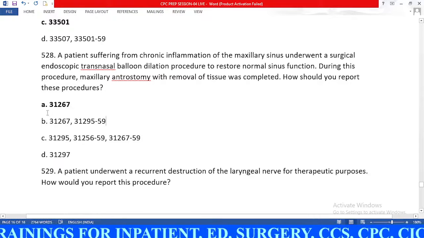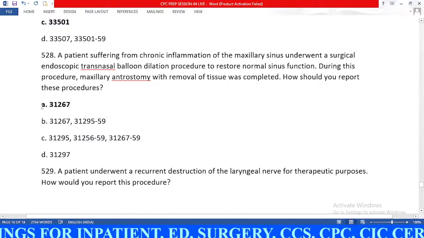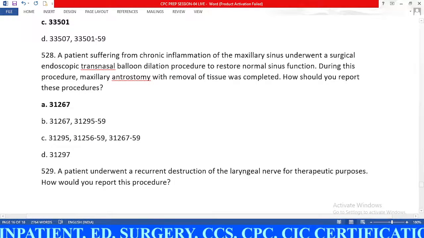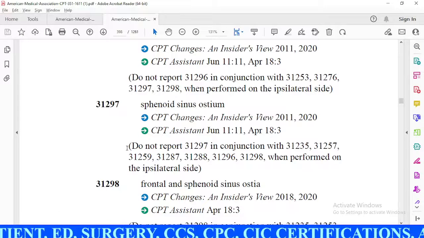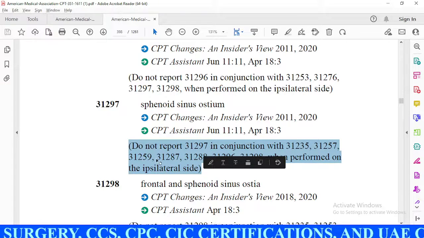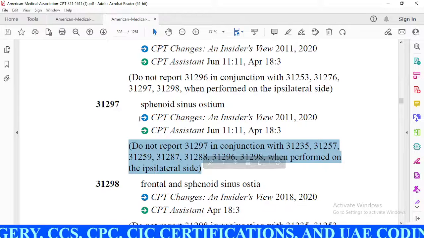And we need to check the CPT guidelines also, using the brackets here. If you check here, CPT has provided these guidelines directly. We need to check after the code descriptions.